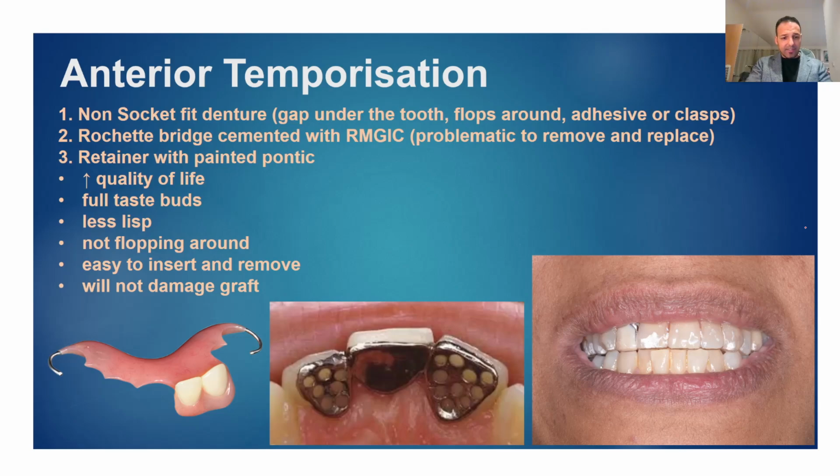The point is that with a denture, it may press on the gum line, it may attract bacteria, it may press on the graft, it may press on the implant if you've done an immediate implant. But with Rochette bridges or with retainers with pontics, you do not damage the graft material because you can relieve that area.